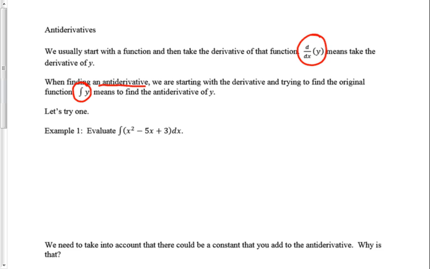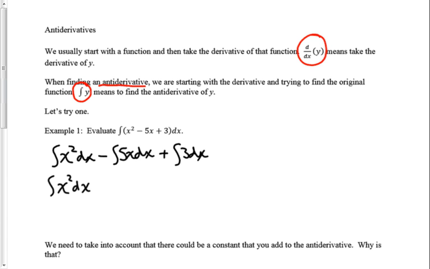If you wanted to, you could rewrite this as the antiderivative of x squared minus the antiderivative of 5x plus the antiderivative of 3. And if we wanted to simplify this a little more, we could also take our constants outside of the antiderivative symbol. If that is more confusing, then you don't need to do that. You don't even have to do the first step if you can see what we're doing and where we're going. Then you can just leave it alone.